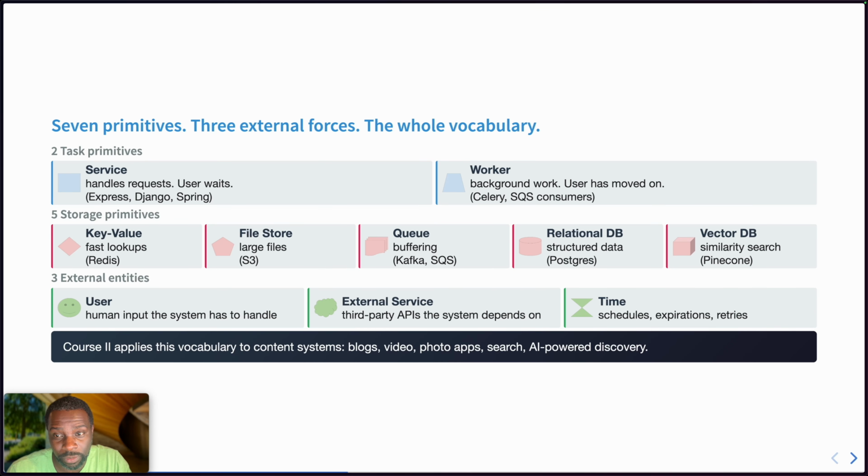If you've completed Course 1, you know this vocabulary. 7 building blocks, 3 external entities. Course 2 does not reteach the blocks. It applies them to a specific class of problem. Systems optimized for reads. Content at scale. Every lesson in Course 2 takes 1 or 2 blocks and shows you exactly how they combine inside a real content platform. What the key value store is doing inside Netflix. What the file store is doing inside Instagram. What the vector database is doing inside Google Semantic Search. The blocks did not change. The application did.